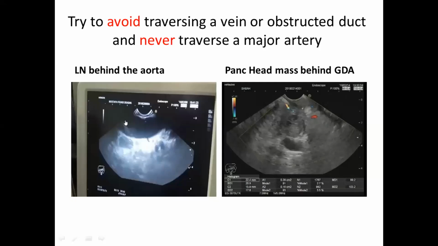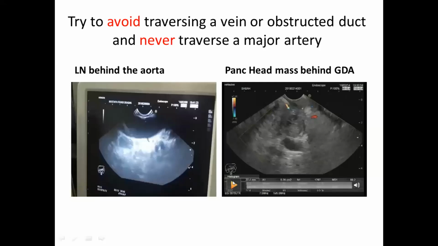This is an example. While I am in the chest, in the mediastinum, this is the aorta, and these are malignant looking lymph nodes. Never pass through the aorta to sample these lymph nodes. Some do it, but it carries a high risk of bleeding and a high risk of aortic dissection, and there are recorded cases of aortic dissection after traversing the aorta to reach a target behind.